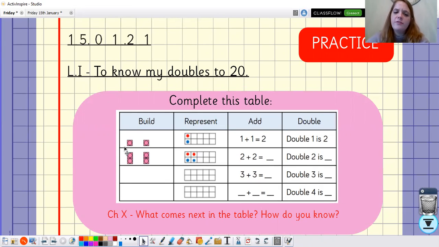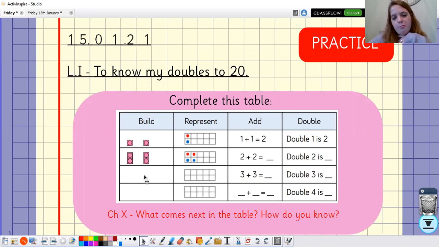So 1 cube, I want to find double 1. So I've got 1 cube and then another cube. So that would help me to find double 1. Here, I'm finding double 2. So I've got 2 cubes and then another 2 cubes, because I've got 2 groups of 2 now. Okay, so for the next one, if I'm finding double 3, I might get 3 strawberries and 3 strawberries. It doesn't have to be cubes, it can be any objects in your home that you want to use.